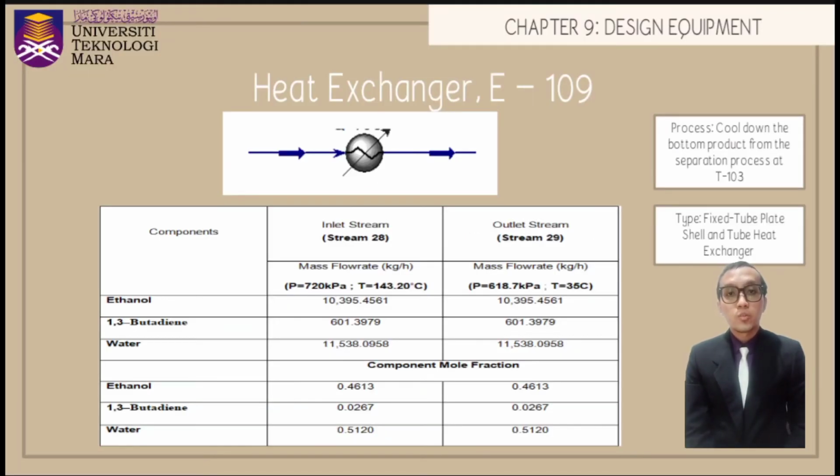The last equipment that will be involved in the design of the major equipment for the butadiene manufacturing chemical plant is the heat exchanger E109. The shell and tube heat exchanger E109 with the design of fixed tube sheet has been selected, and the purpose of E109 is to cool down the bottom products from the separation process at T103 from the inlet temperature of 143.2 degrees Celsius to the outlet temperature of 35 degrees Celsius by using cooling water.